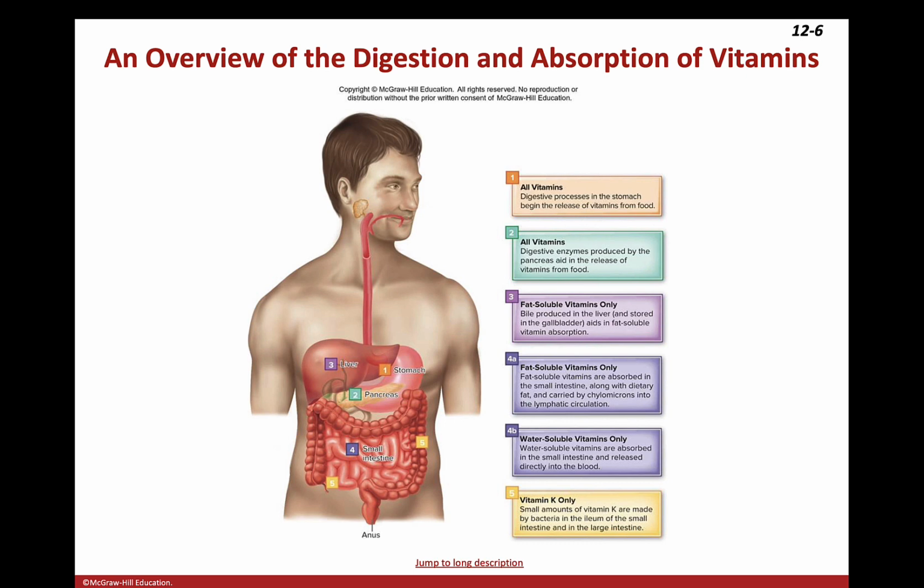Fat-soluble vitamins are absorbed in the small intestine along with dietary fat, and they're going to be carried by chylomicrons into the lymphatic circulation. Water-soluble vitamins are absorbed in the small intestine, and they are released directly into the blood. Small amounts of vitamin K are actually made by gut bacteria in the ileum of the small intestine and in the large intestine.